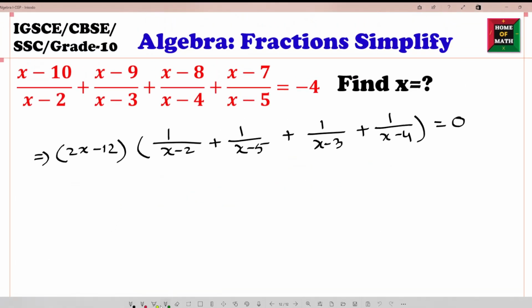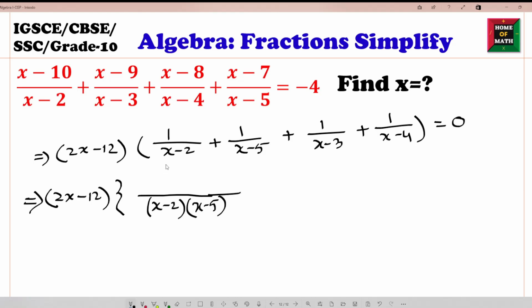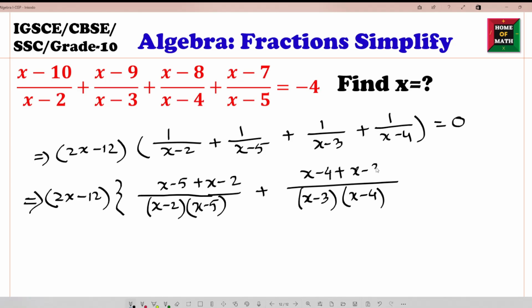Now again we take the LCM. Here is 2x−12, and then here we can write x−2 and x−5, so the numerator is x−5 plus x−2, right? Plus, similarly, here the LCM is (x−3) times (x−4), so the numerator is x−4 plus x−3, equals 0.